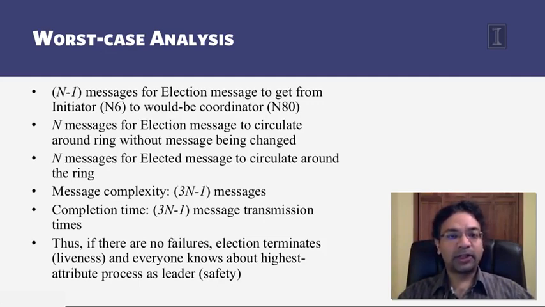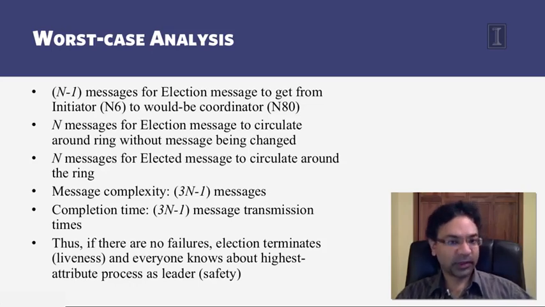Now the election message needs to make one more circuit around the ring, another n hops, until it gets back to N80, and N80 knows that it is a new leader, so that's another n messages. And finally, the elected message sent by N80 makes another circuit around the ring, that's another n messages. So that's a total of n-1 plus n plus n messages. That's 3n-1 messages for the total leader election to be completed in the worst case. The completion time is also 3n-1 message transmission times.